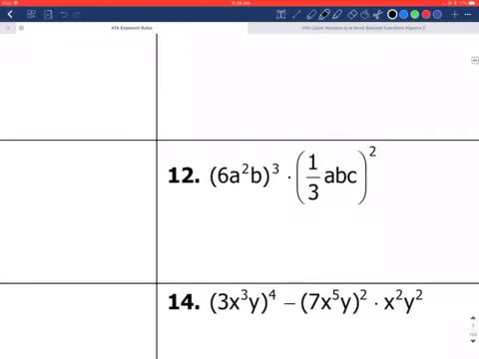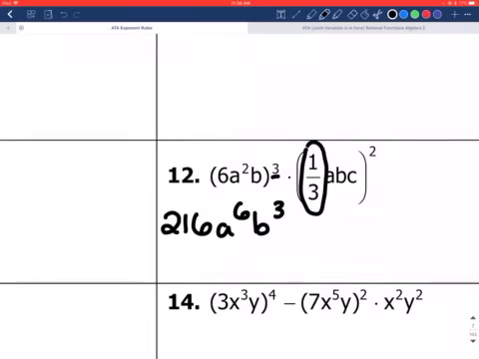For number 12, you see this exponent right here. So we need to raise 6 to the third power, which will be 216. Then a to the 6th power, then b to the third power. And the same thing here. If you have 1/3 being raised to the second power, you know how to do this. Don't freak out. 1/3 raised to the second power is just 1/3 multiplied by itself. So we multiply fractions straight across, and that will be 1/9.